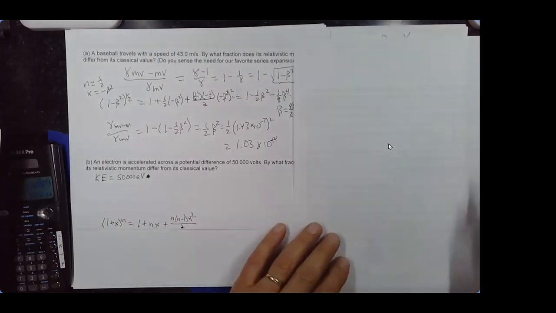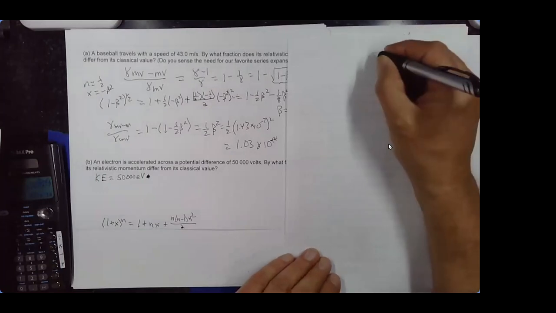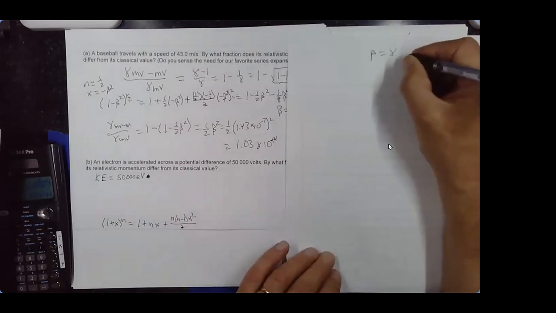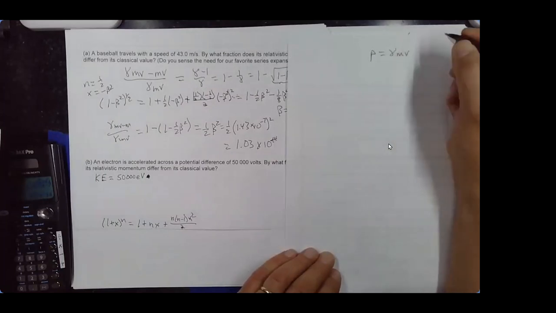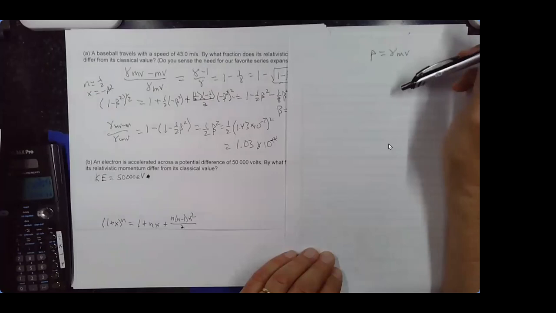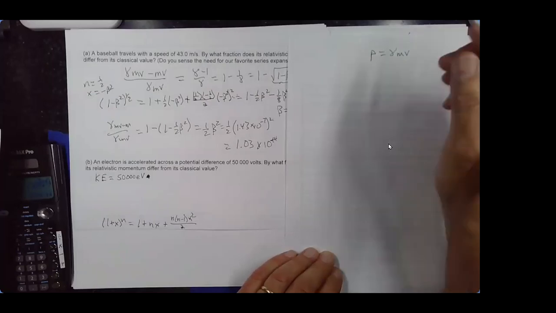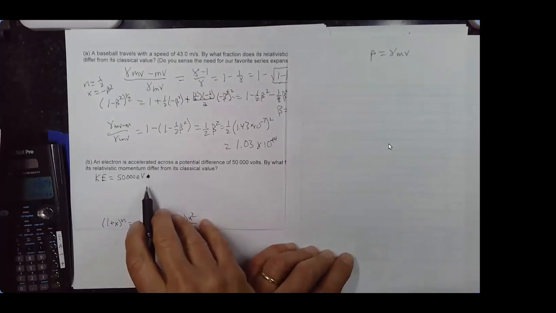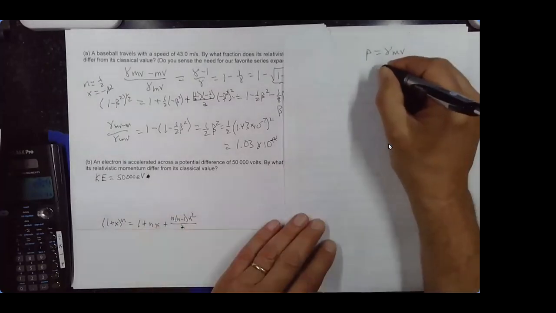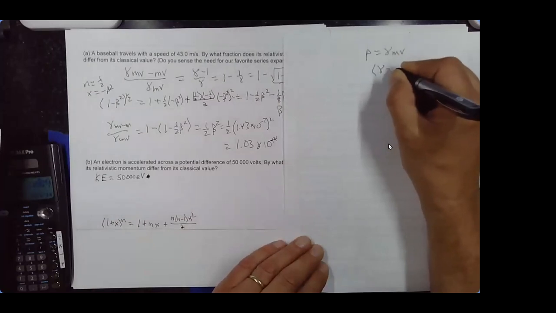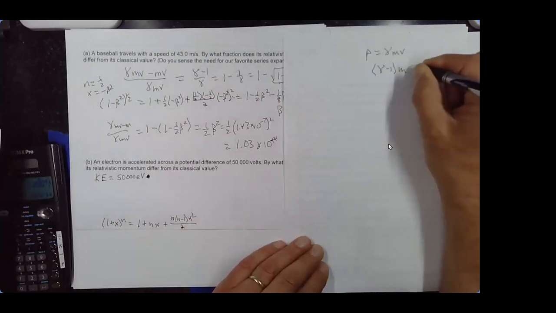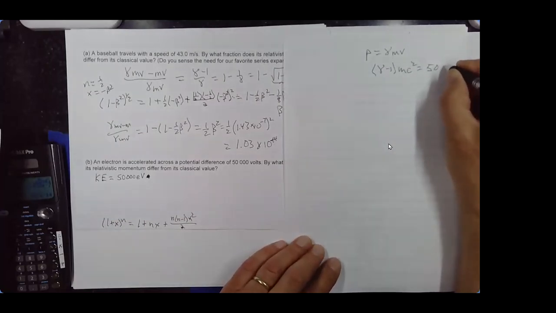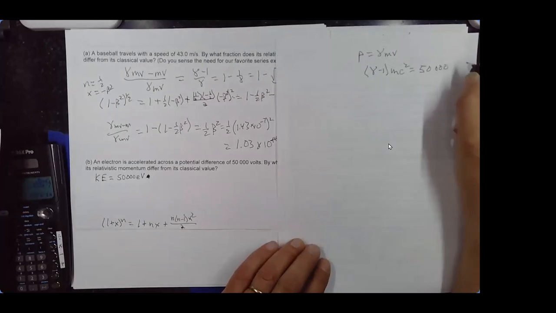Anyway, the momentum is going to be gamma mv. Maybe we can treat that as its kinetic energy, and maybe we'll mix that in here. Gamma minus 1 times mc squared is going to equal 50,000 electron volts.